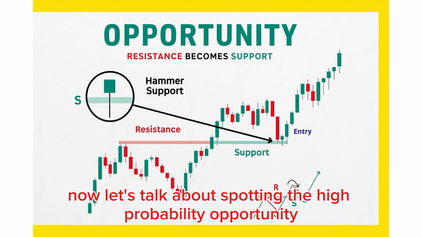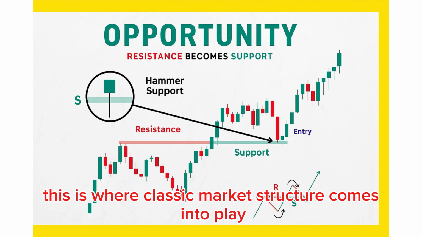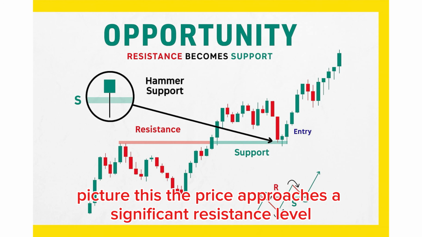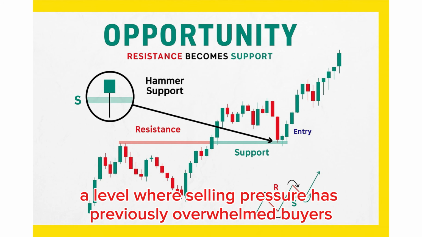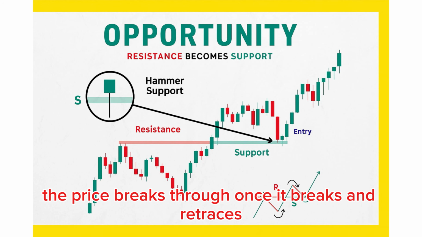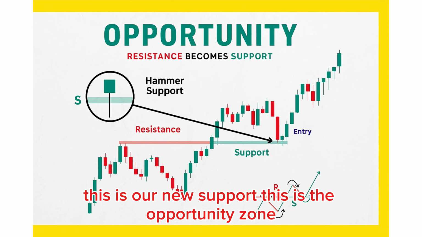Now let's talk about spotting the high probability opportunity that sets up these entries. This is where classic market structure comes into play. We often look for key levels where resistance becomes support. Picture this. The price approaches a significant resistance level, a level where selling pressure has previously overwhelmed buyers. But this time, instead of reversing down, the price breaks through. Once it breaks and retraces, that old resistance level now acts as a new floor. This is our new support. This is the opportunity zone.